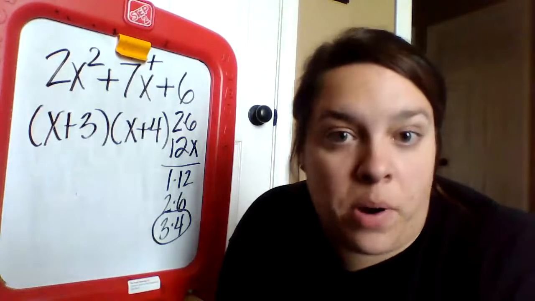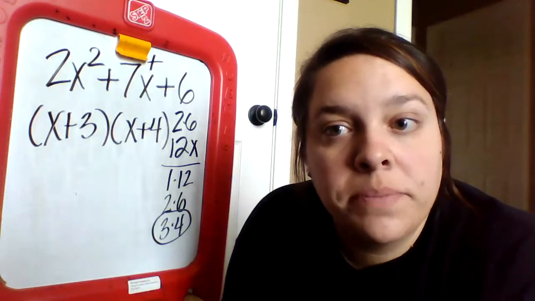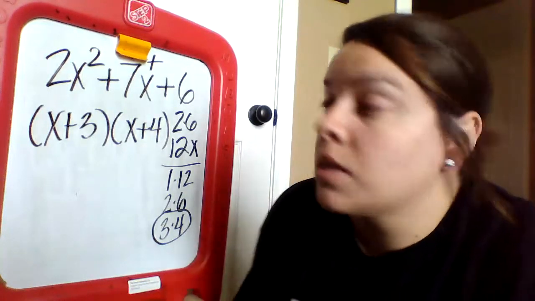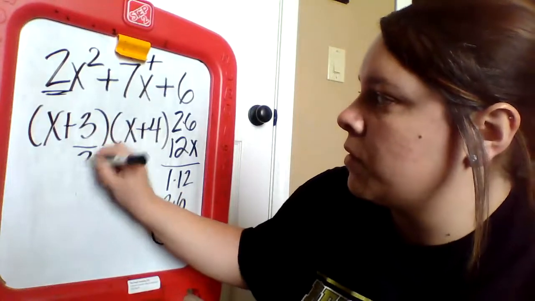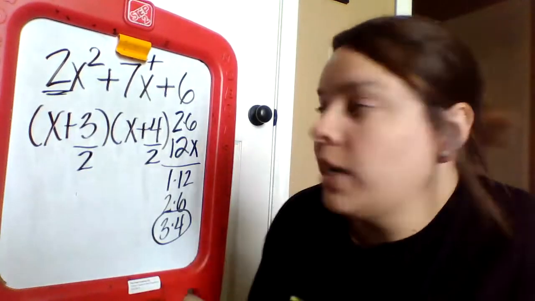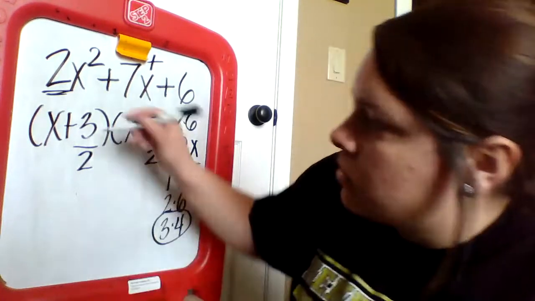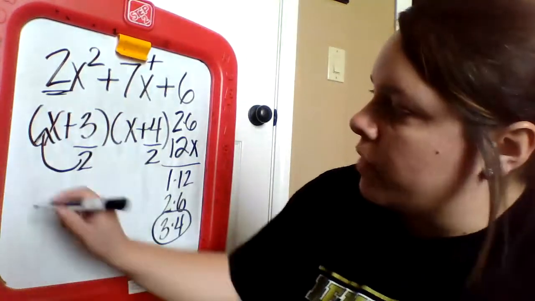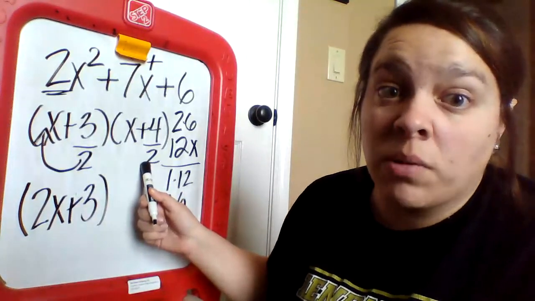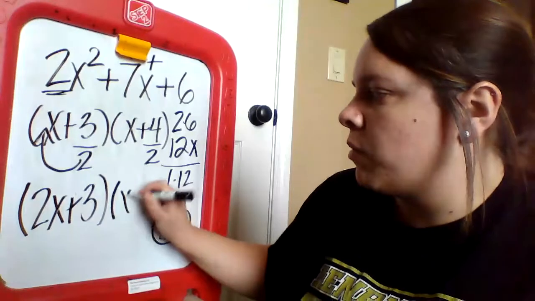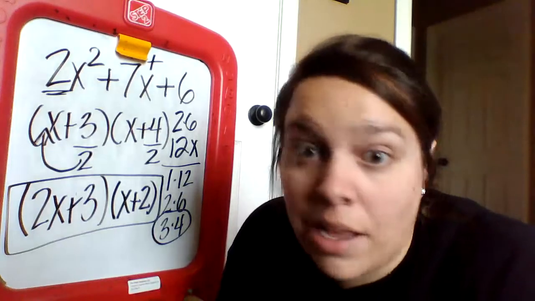So that was the slide part. Now I do divide. I divide by the a term. Look at the equation. Which one's the a term? The 2. So I'm going to divide both of these by 2. 3 divided by 2, is that a whole number? Nope, it's a decimal. So I have to do the bottoms up. I'm going to take that 2 and bottom up it, so that becomes 2x plus 3. But 4 divided by 2, that's a whole number. 4 divided by 2 is 2, so that one will be x plus 2. And I'm done.